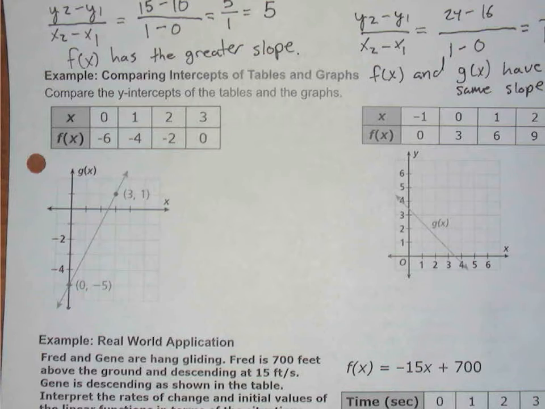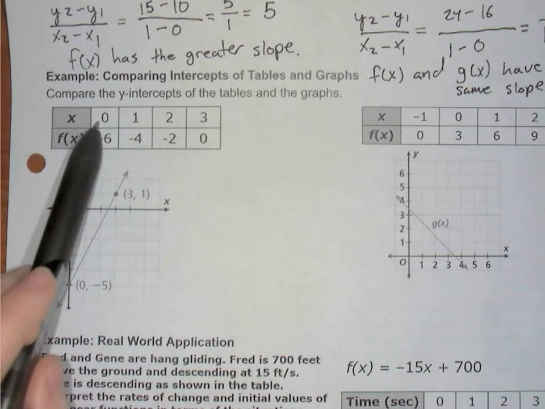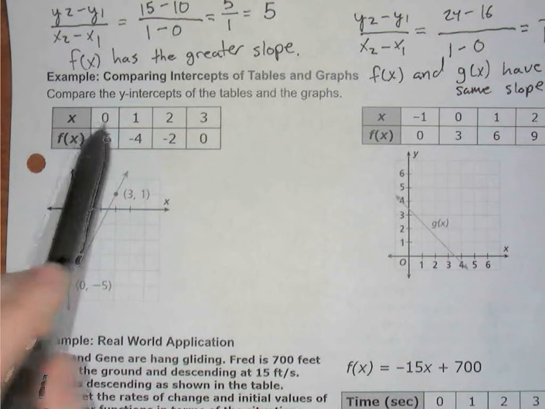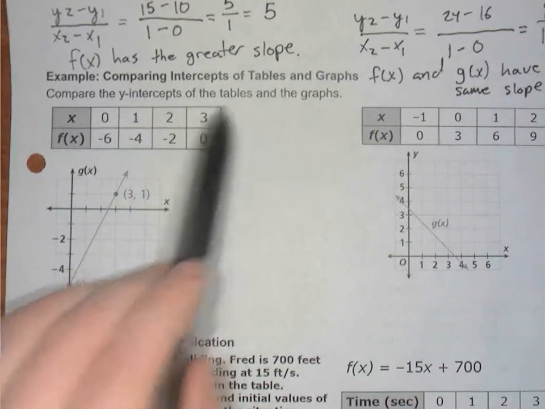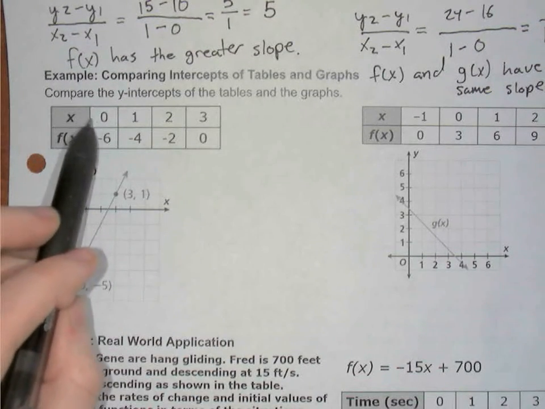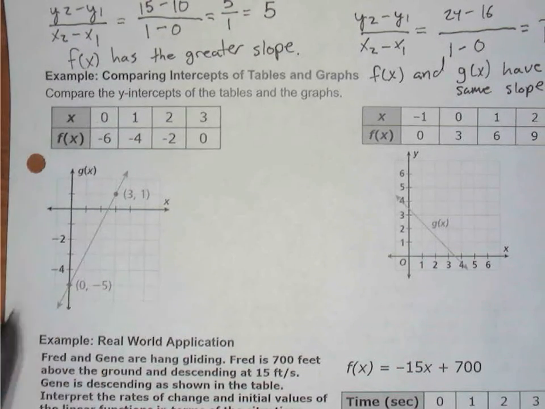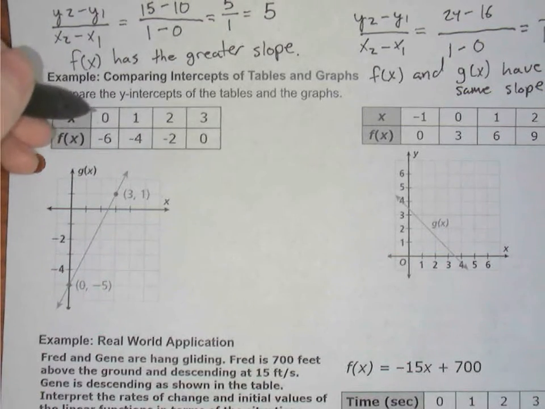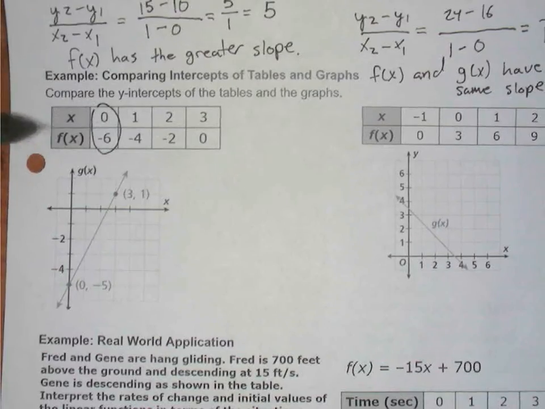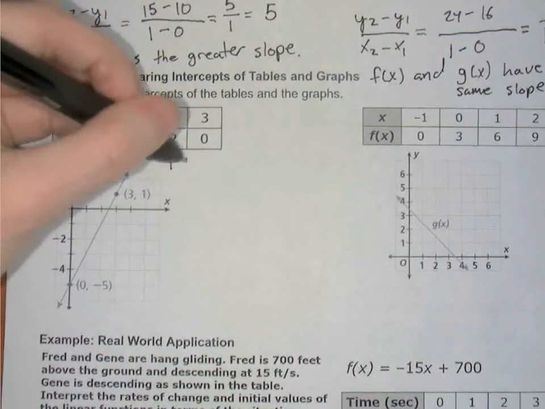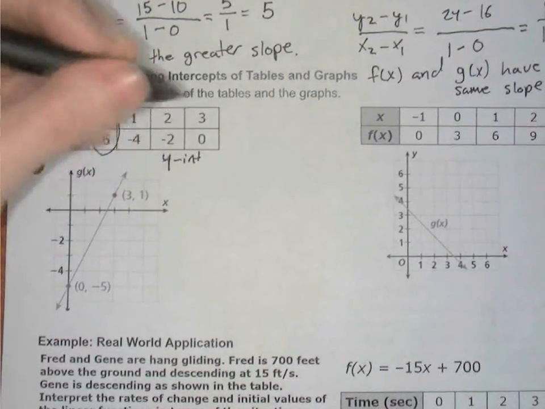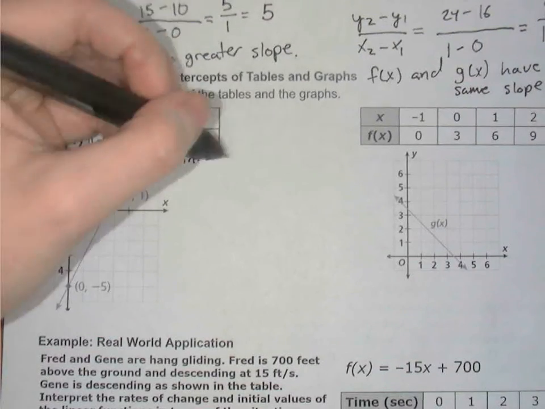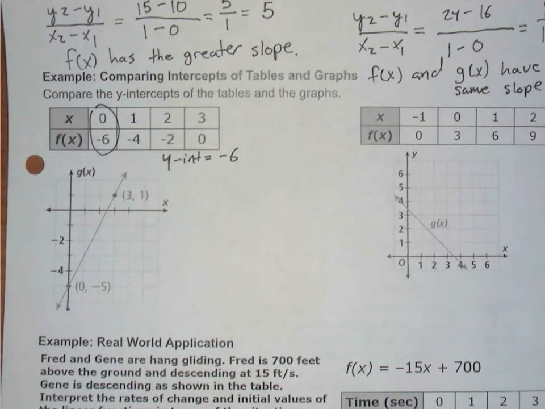All you need to do is find the 0 in your x column, or x row, because the number that goes along with 0 in your x's is going to be your y-intercept. So if we take a look here, we have (0, -6), which means that my y-intercept is -6. All right, so the y-intercept of that table function is -6.